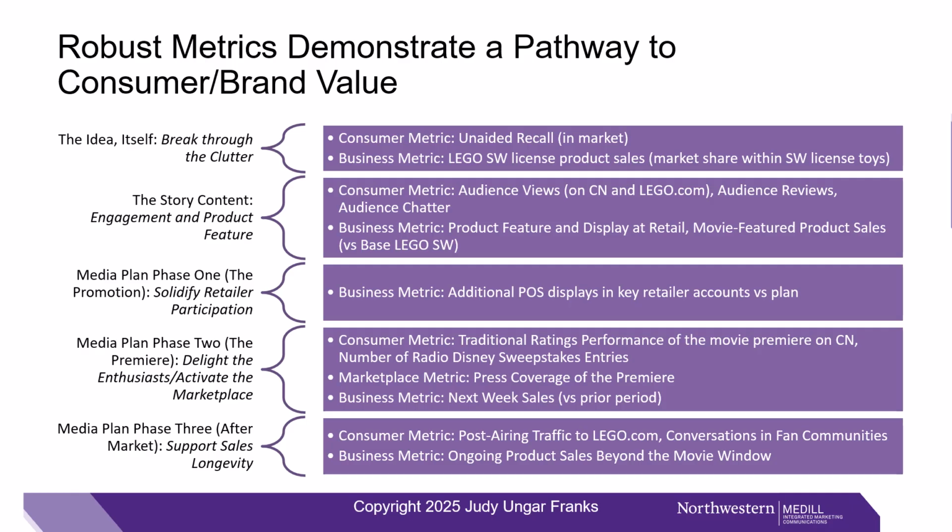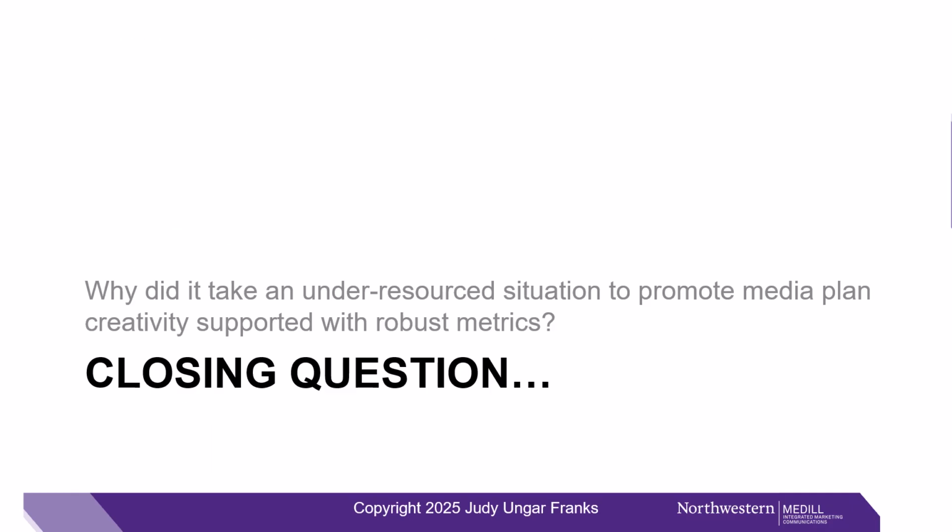Phase 1 of the media plan was about solidifying retailer participation in the program. Phase 2 of the plan was all about delighting the enthusiasts and activating the marketplace at large. And phase 3 of the plan was promoting sales longevity, so kind of that repeat purchase and sustaining the engagement over time. And guess what? It worked.